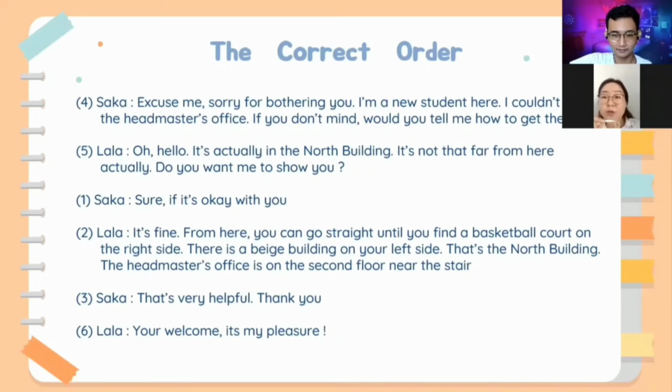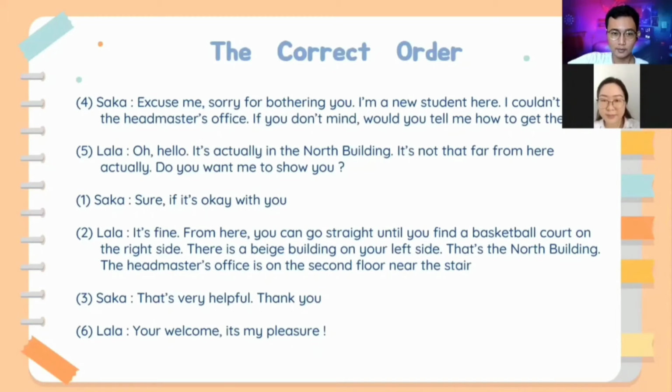Here I want to ask for help to read this conversation with me. Arta can be Saka and Miss Arina can be Lala. Okay, so let's start.